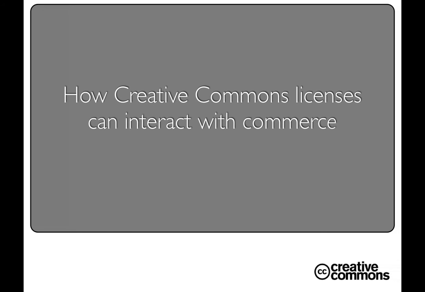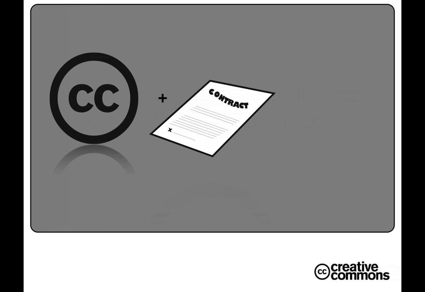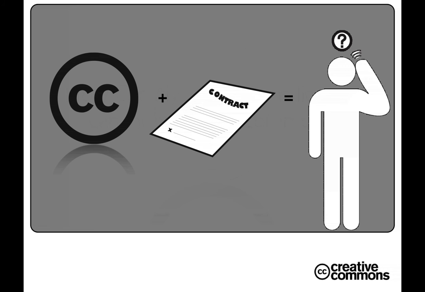how Creative Commons licenses can interact with commerce. Creative Commons licenses give authors and creators a simple way to mark their creative work with the freedoms they intend it to carry. Many people have asked us how CC licenses might interact with other arrangements the creator might want to make, for example, a deal with a commercial publisher or a commercial distributor.